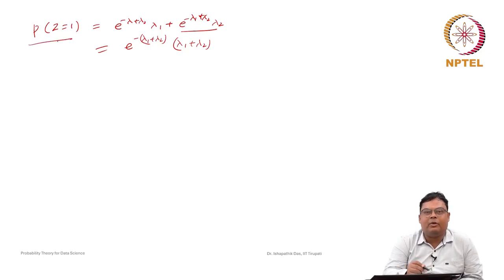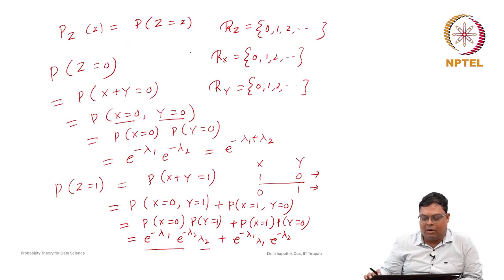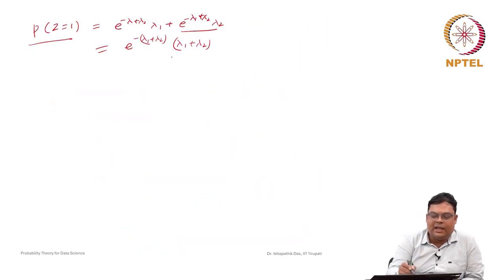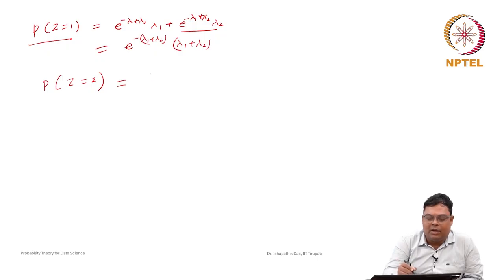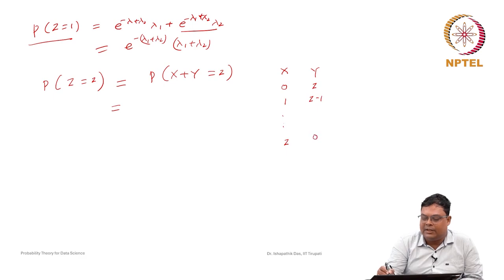By computing this, we got some kind of pattern for how we can compute this probability. In general, the probability that Z equals some small z, which can be 0, 1, 2, 3, anything, is nothing but the probability that X plus Y is equal to z. Now how can we find this? The possibilities for (x, y): if x is 0, y has to be z because the total is z. If x is equal to 1, then y has to be z minus 1. Like this it can go up to x equal to z, and then y is 0.